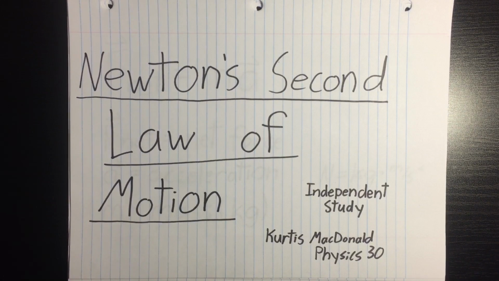In this video, we'll be learning about Newton's second law of motion. Newton's second law of motion is often stated as, when a net force acts on an object, it accelerates in the direction of the net force. The acceleration varies directly to the net force on it and inversely to its mass.